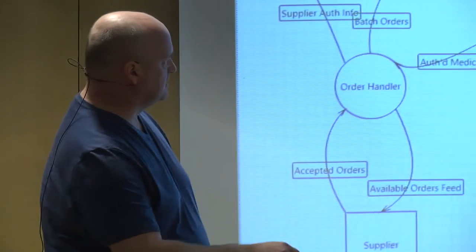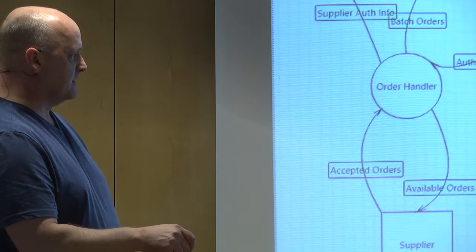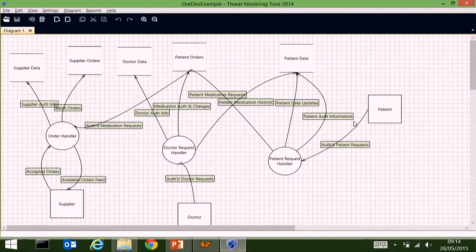So that's the patient interaction with the system. We've got a doctor interaction. They send their authorised requests, or whatever they're going to be. We have a handler. It updates the patient orders, so it may say yes or no, or change the details, but we also authorise the doctor. And that's pretty much at a high level what the doctor's interactions with this are.